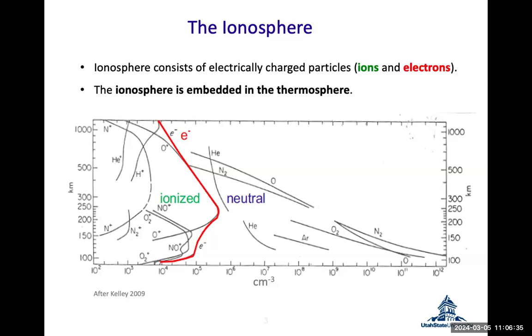During daytime, the ionosphere starts at about 100 kilometers. Oh, just a second.